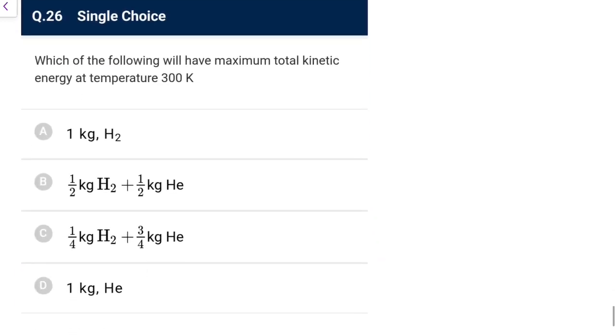Next, which of the following will have maximum kinetic energy at temperature 300 Kelvin? Maximum total, not the translational one. So what we have, 1 kg of hydrogen, half kg hydrogen, half kg helium. Helium is monatomic, so energy would be slightly reduced, so it won't have more energy. Again, it won't have more energy, definitely 1 kg H2 because it is completely diatomic. In the rest you have a part of monatomic, so that would be lesser. So the best option is A. That's an easy choice for you.